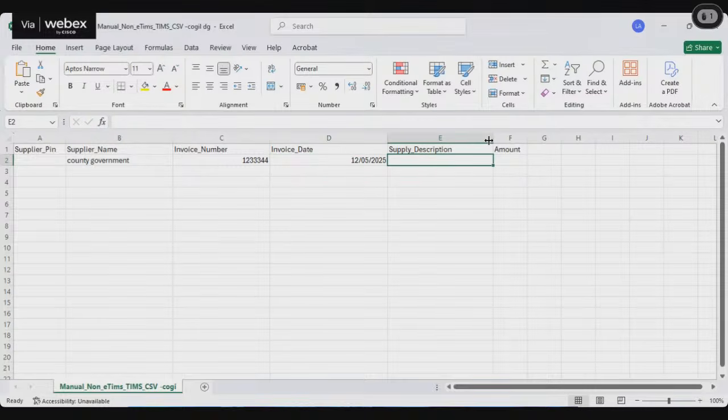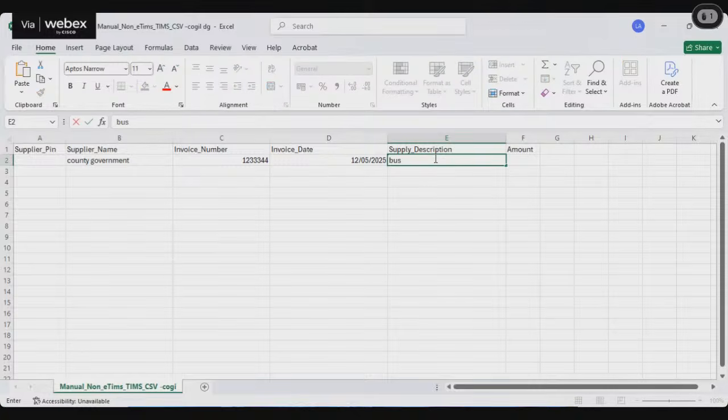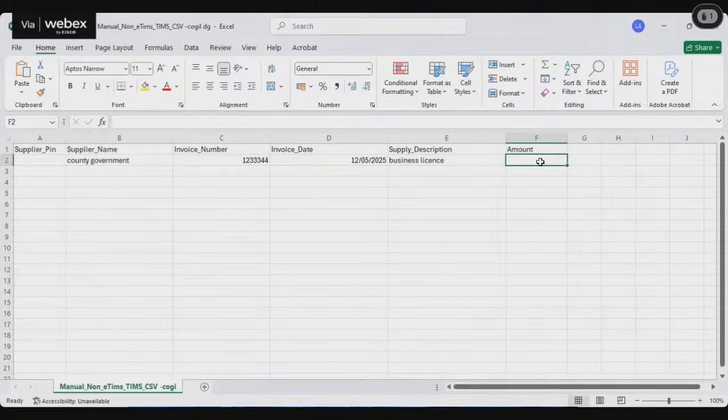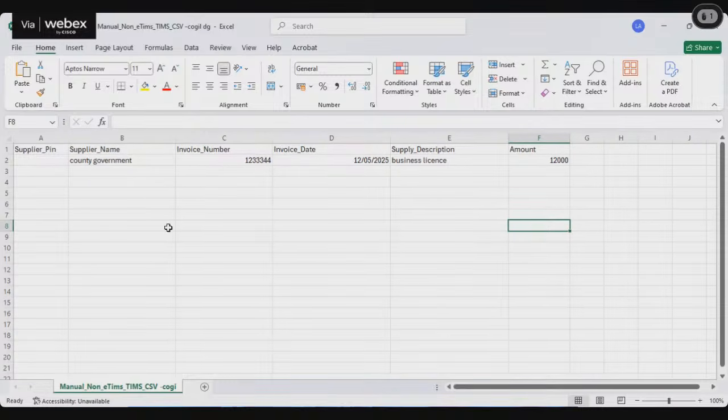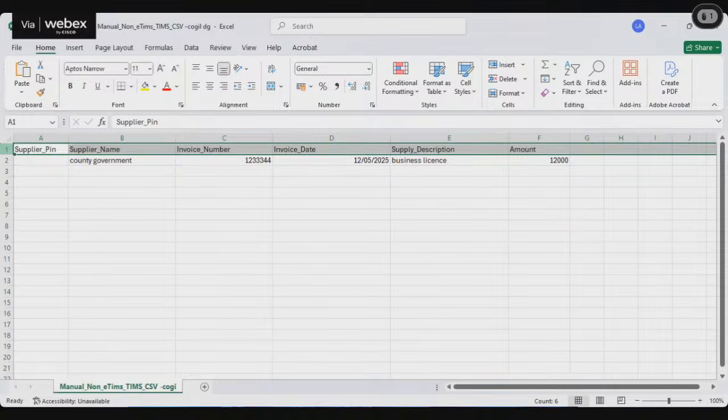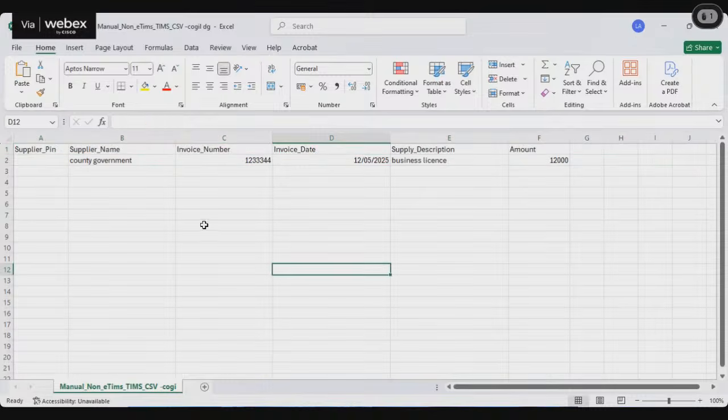Then we put a description. So we say business license. That is a good example of an expense for which I'm very sure they will not give you an eTIMS invoice. Then you put the figure, the amount that you have paid to the county government. So this Excel has several tips that you must adhere to for you to be able to submit it correctly. So we don't remove the headings. That is the first tip. So once you have put all the figures and all the details, don't remove the headings. Then the second tip is whenever you're putting the amounts, do not put the commas. You put just the figure the way it is.